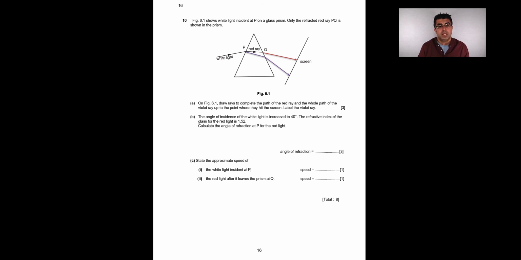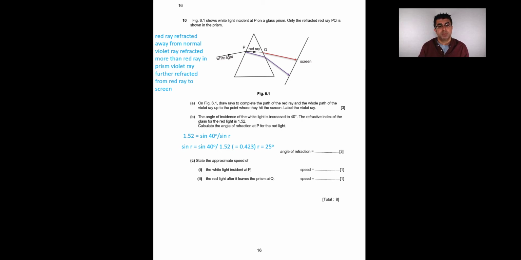Part B. The angle of incidence of the white light is increased to 40 degrees. The refractive index of the glass is 1.52. Calculate the angle of refraction of the red light. n equals sine i over sine r. Sine r equals sine i over n. Plug in the numbers, you'll get a decimal. And then when you do shift sine of that decimal, you'll get 25 degrees. Now why do you do shift sine? Because we want r, not sine r.